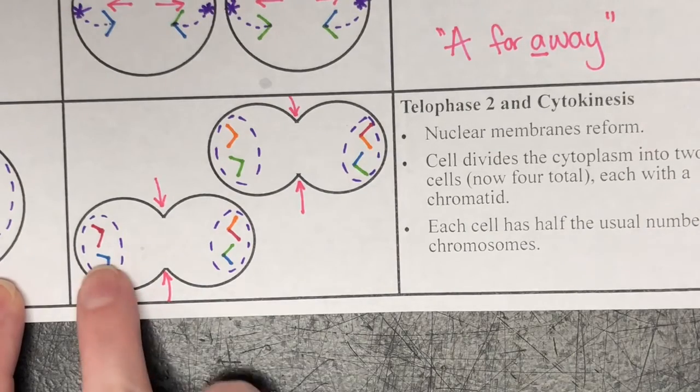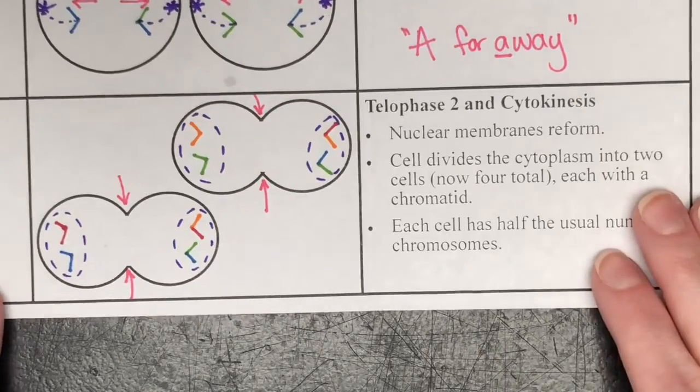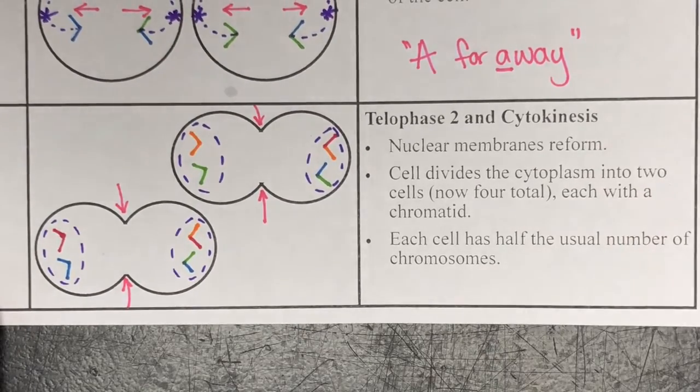So I want us to see this. Each one of these now has 2. We began each with 4. So now we have half the genetic material, and not one of these is exactly the same as each other or exactly the same as the original.